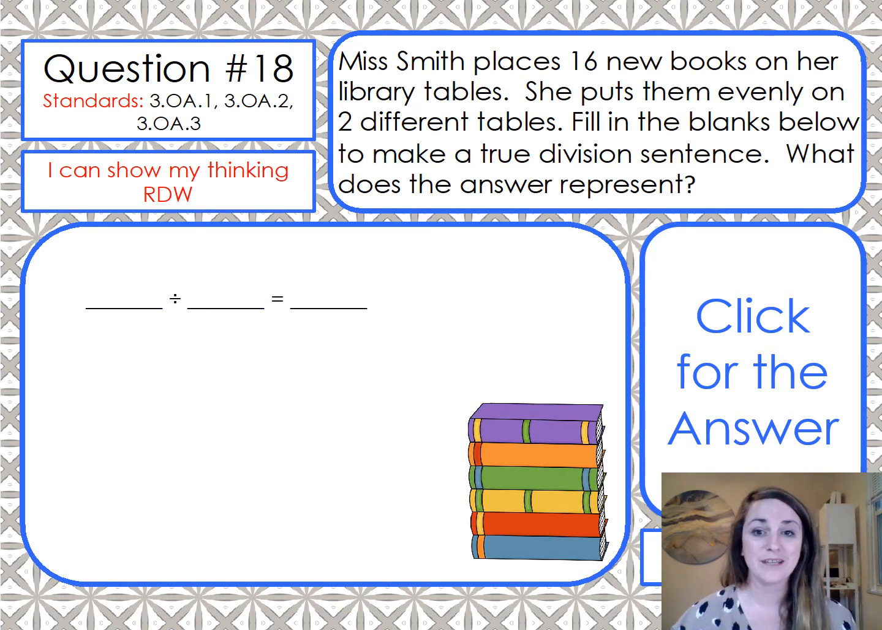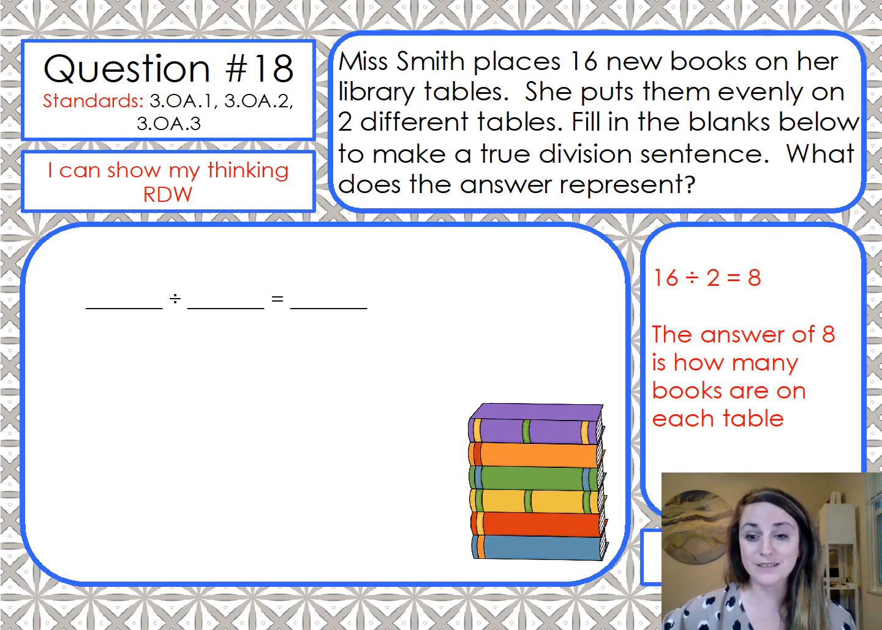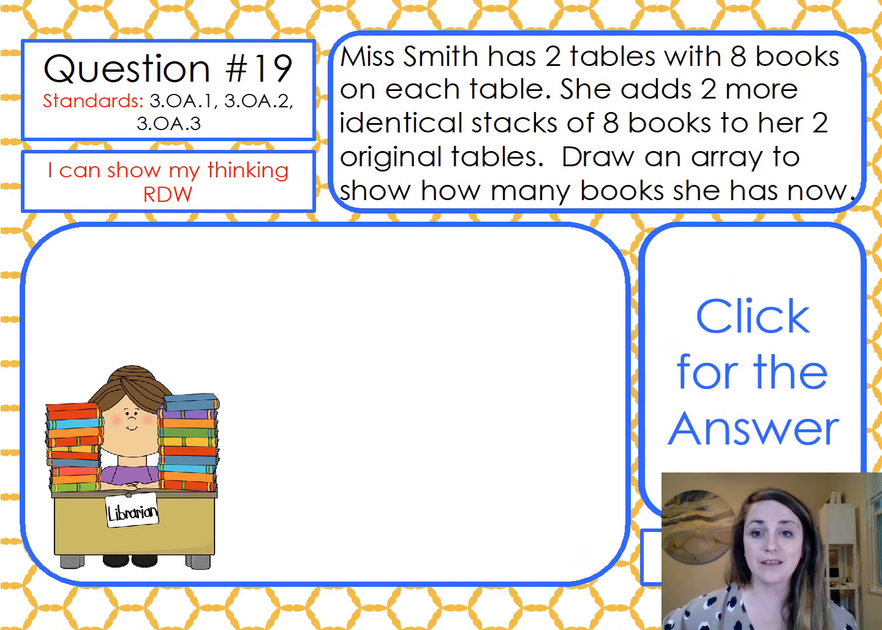Question 18. Miss Smith places 16 new books on her library tables. She puts them evenly on 2 different tables. Fill in the blanks below to make a true division sentence. What does the answer represent? 16 divided by 2 equals 8. The answer of 8 is how many books are on each table. Miss Smith has 2 tables with 8 books on each table.